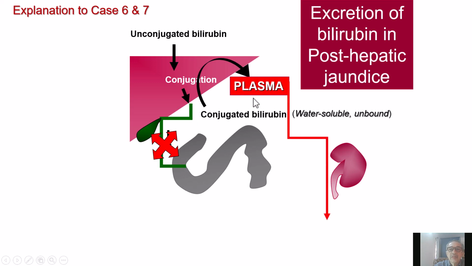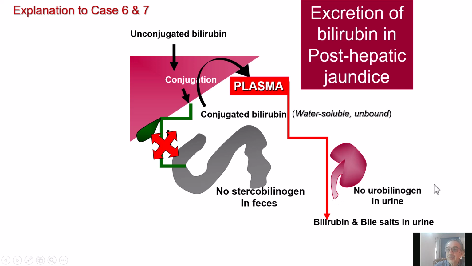Conjugated bilirubin regurgitated in plasma gets into the urine because it is water soluble, protein unbound, and gets filtered. Normally bilirubin is absent in the urine. Bile salts also are absent in the urine. Both will come into the urine. Of course, the stercobilinogen is not formed. Normally urobilinogen is present, here it is absent.